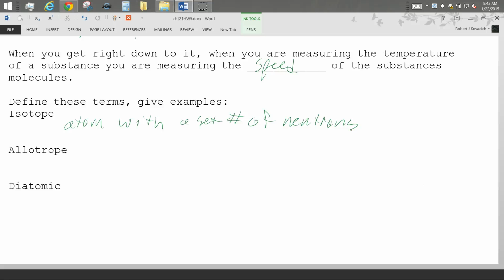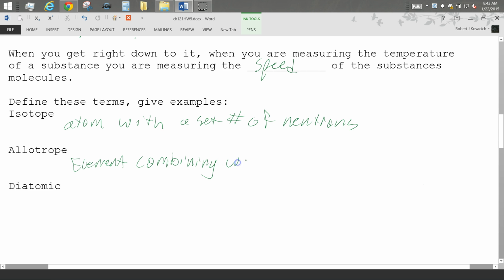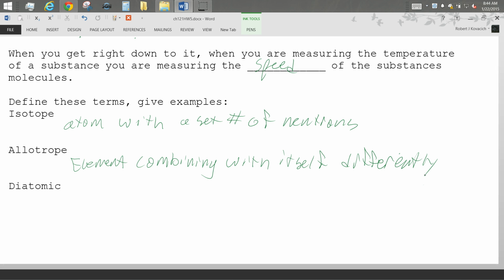Allotrope? That's when they're connected in different ways with itself. Well said. So I'm taking an element and I'm connecting it to itself, and then I'm taking an element and connecting it to itself differently, and taking an element and connecting itself to itself differently.